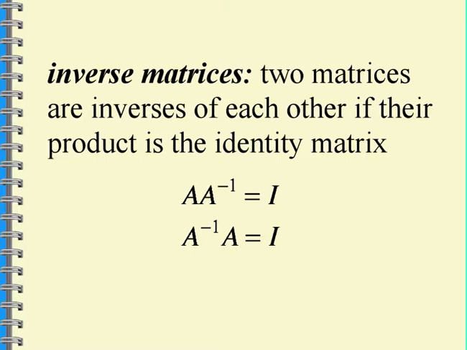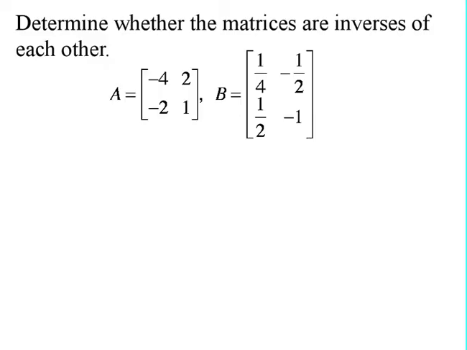Inverse matrices are defined as two matrices that are inverses of each other if their product is the identity matrix. So when I multiply two matrices together, I get that matrix that has ones along the diagonal and zeros everywhere else. We're going to look at whether these two matrices are inverses, so I'm going to have to multiply them together.